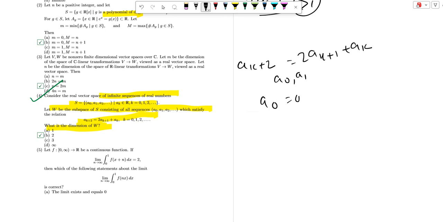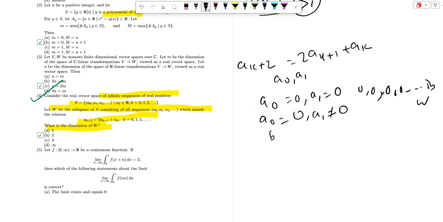Case 1: a0 equal to 0 and a1 also equal to 0. In this case all subsequent values will be 0, 0, 0, 0. Then a0 equal to 0 and a1 not equal to 0. In this case the sequence is uniquely determined by the value of a1. For example, taking a1 equal to 1, the sequence will be 0, 1, 2, 4, 8, and in that way we proceed.